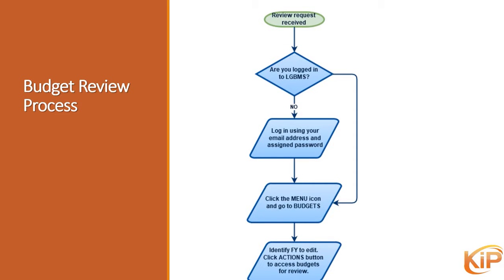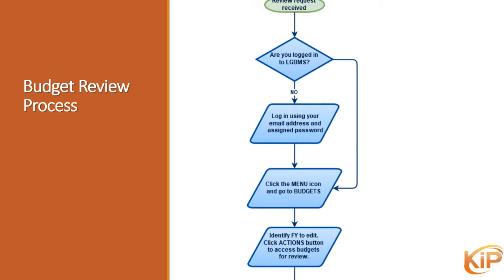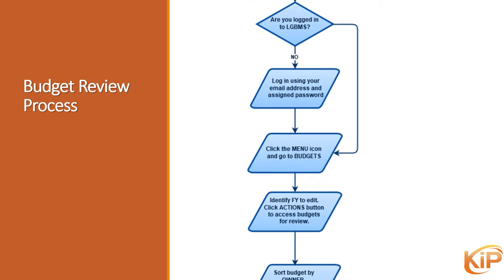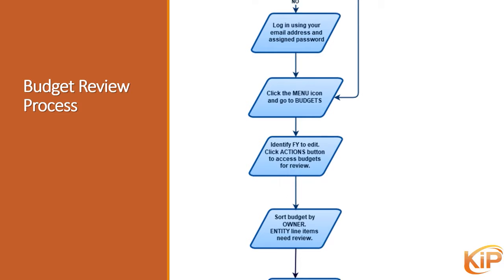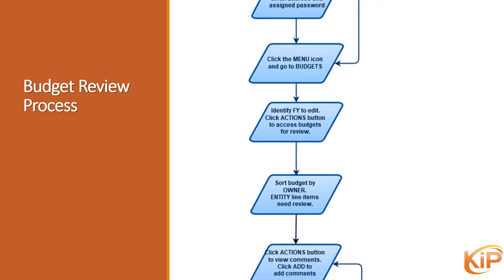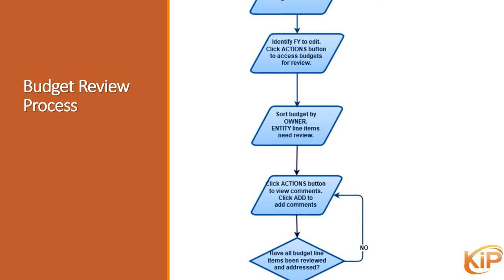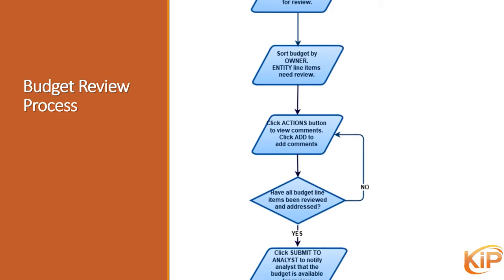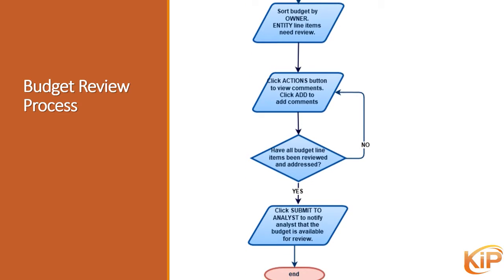Now that your budget has been entered into the system, let's go over the review process. After you submit your budget, your analyst will review and provide comments where clarification or additional information is needed. When your analyst has completed the review, your budget is returned and you'll receive an email notification from the system that there are items of your budget that need additional attention. Let's see how this process works.